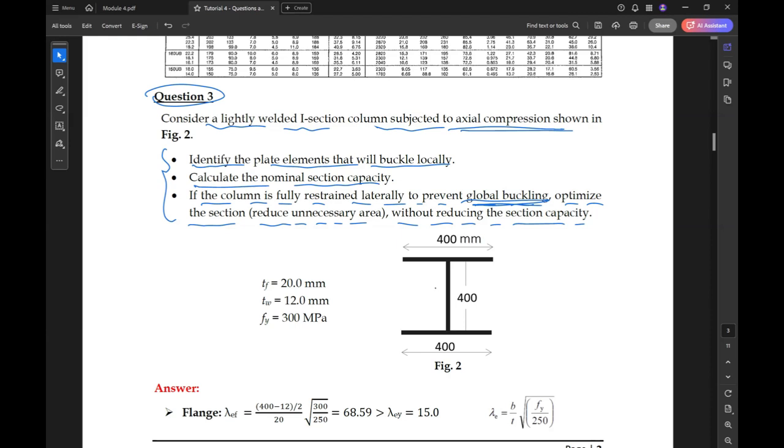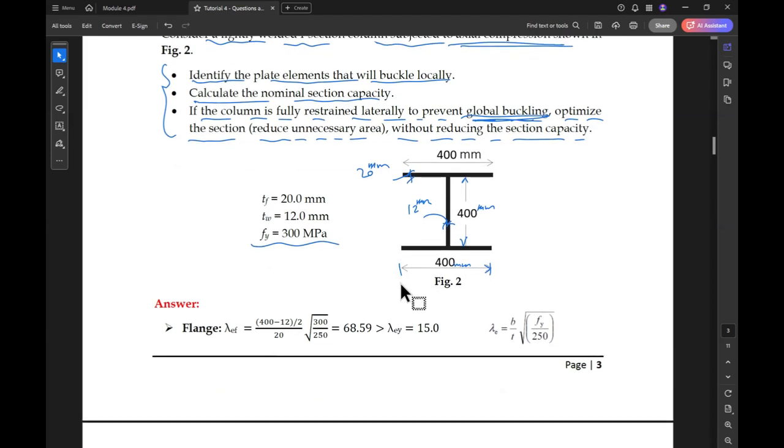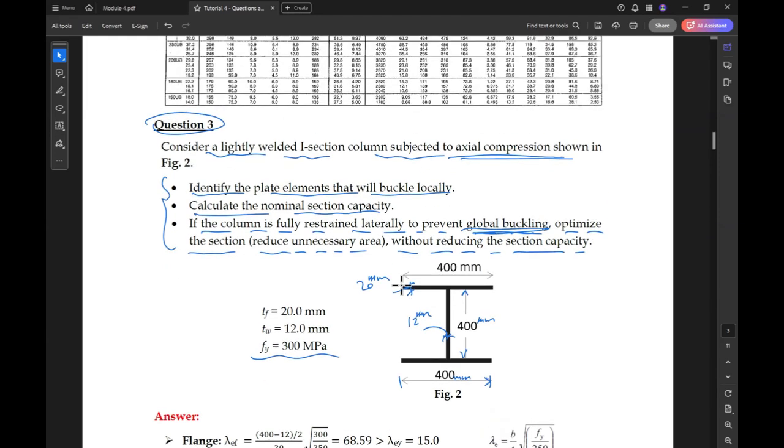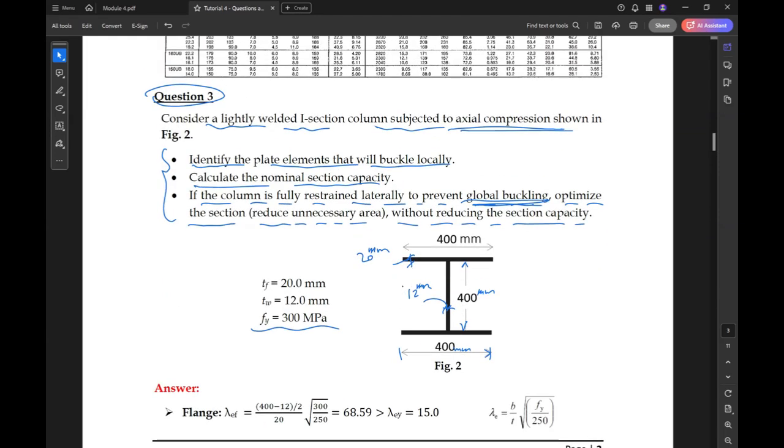So what is given to us in this example? The height of the web is 400 millimeter. The width of the flange is 400 millimeter. Thickness of flange is 20 millimeter. Thickness of web is 12 millimeter. The yield of the cross section is 300. So first of all, we need to know the classification of flange and web. So we need to find lambda e flange and lambda e web.